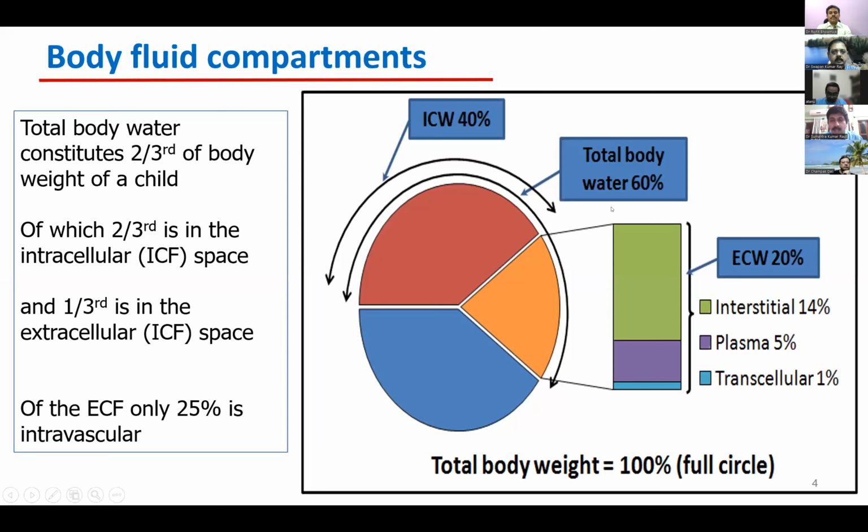Total body water is 60% of the total body weight. Among that, intracellular water is 40% and 20% is extracellular water. Among the extracellular water, there are interstitial fluid, plasma, and the transcellular fluid. And what do we mean by transcellular fluid? That is the fluid which is in very minimal amount in physiology, like pleural fluid or peritoneal fluid, and they get in excess during a pathology, or the fluid in the eyes or in the CSF.